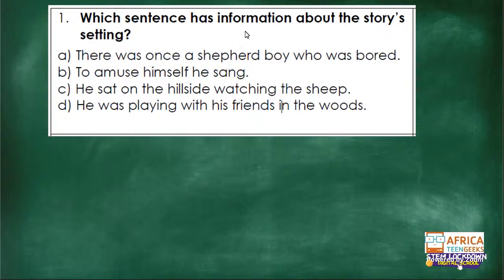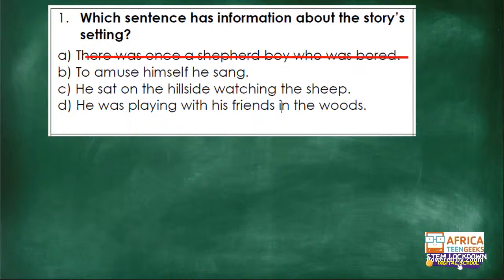Which sentence has information about the story's setting? You've got to read that first. Then you say, read that for me. Which sentence has the information about the story's setting? Good. Now, setting means where it happened. Then you read the first one and you say yes or no. Number A: There was once a shepherd boy who was bored. Is that yes or no? No. That's no. Good.